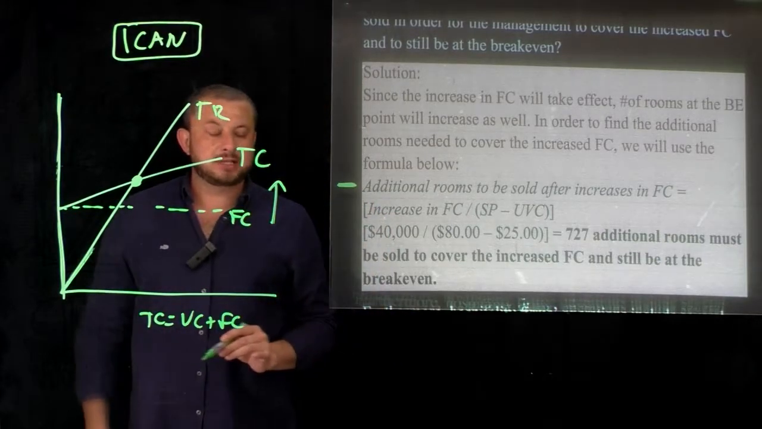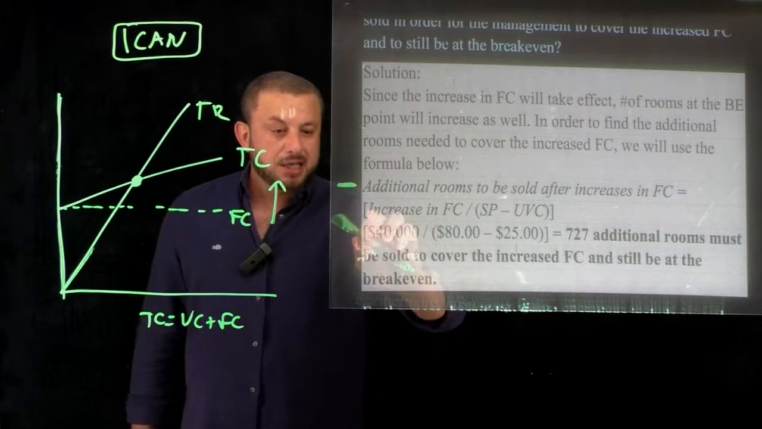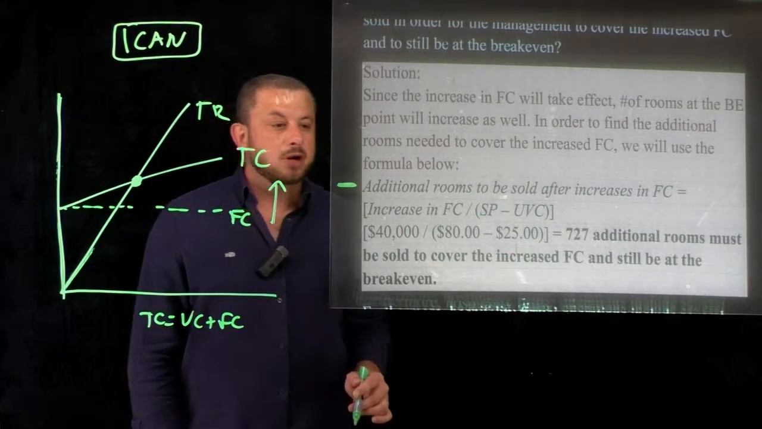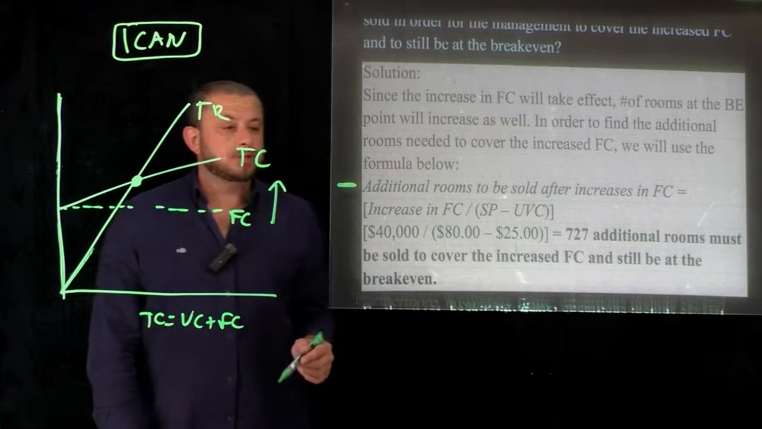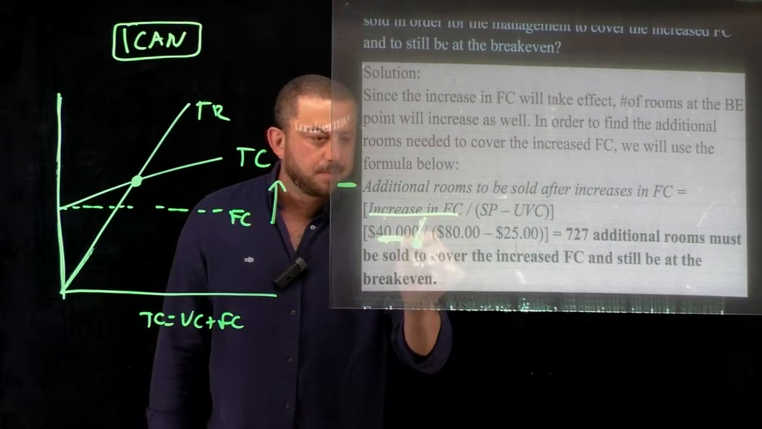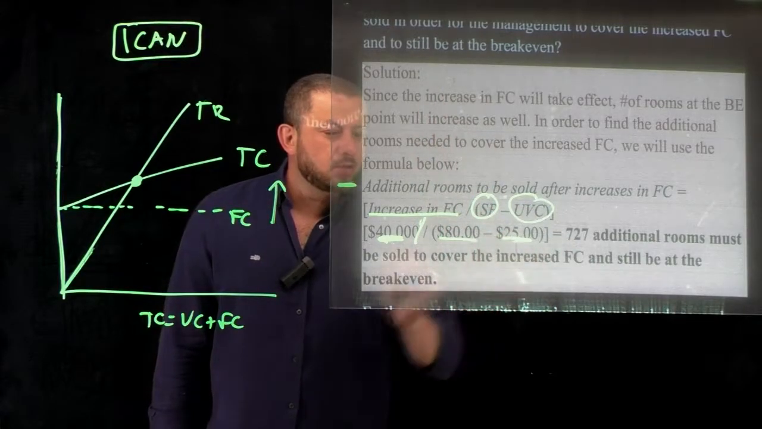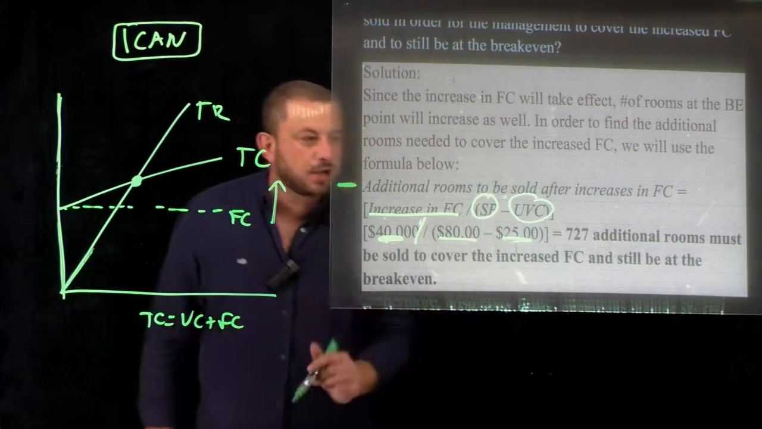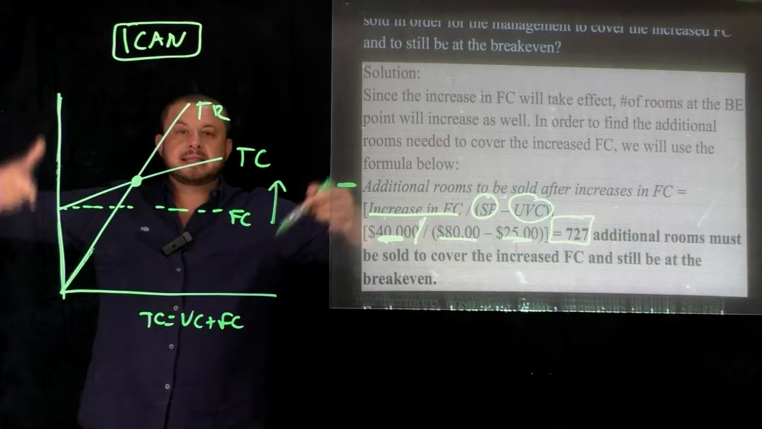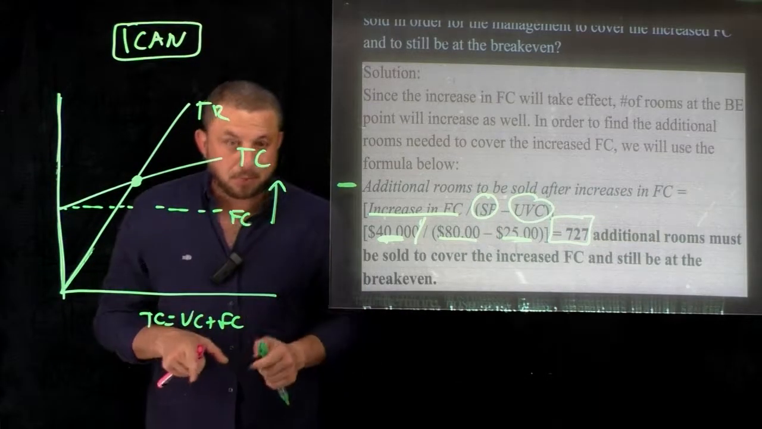The equation we're going to utilize is this right now. Additional rooms to be sold after increase in the fixed cost is equal to increase in fixed cost over, in parentheses, SP minus UVC, close brackets, this becomes our equation. So we know what increase in fixed cost is. It is $40,000 right here, over SP is given $80 in the question for ICANN, and UVC is given $25 for the ICANN, parentheses first, then the division right here. Now we have to sell 727 additional rooms than what it was before to cover the increased fixed cost and to still be at the break-even point.